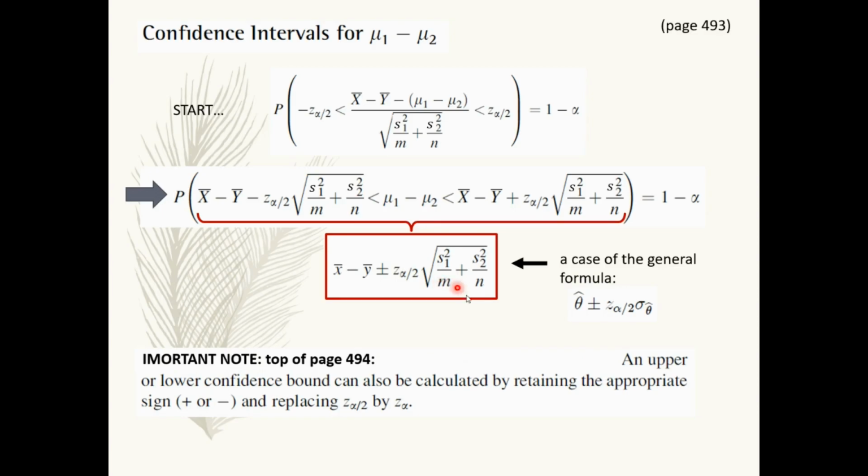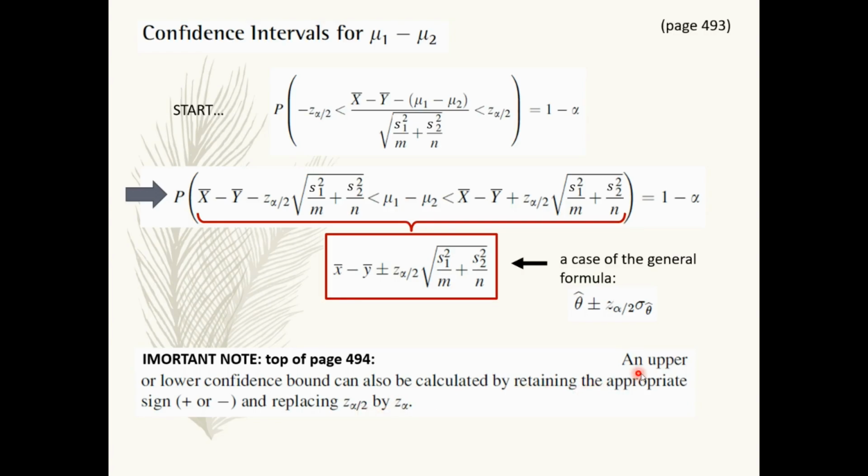Now, if you have this result, then you can figure out your one-sided confidence bounds without doing a full derivation, but you should be able to do it. But if you just need to do a calculation, then this is the easiest way. So this is from your textbook at the top of page 495. For an upper or lower confidence bound, you can calculate them by retaining the appropriate sign and replacing z alpha over 2 by z alpha.